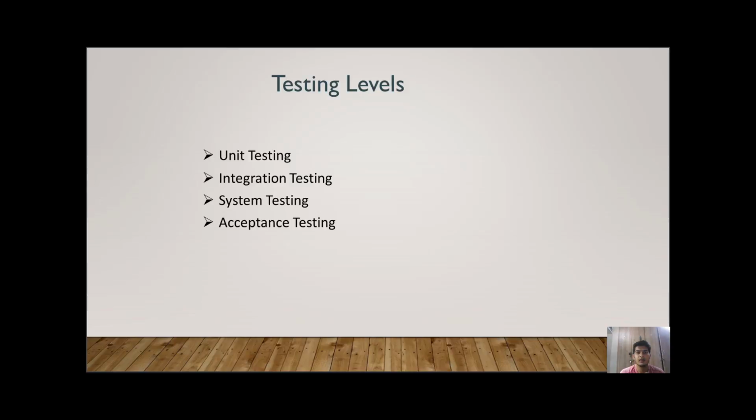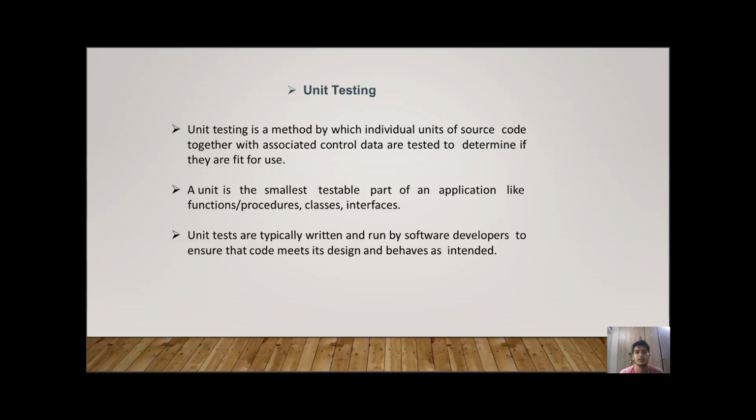Okay. Now we move on to testing levels. There are mainly four types of testing levels: unit testing, integration testing, system testing, and acceptance testing. First, unit testing. Unit testing tests the smallest unit or module of the software that can be tested. Each module is tested alone and nothing is integrated.